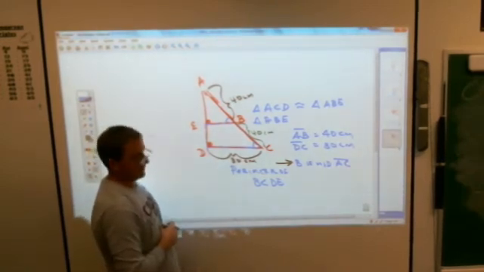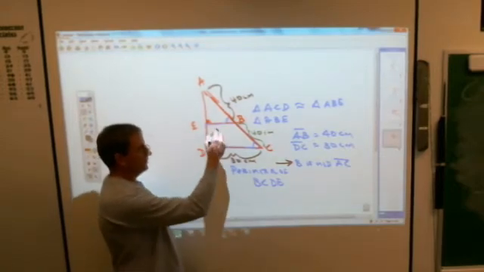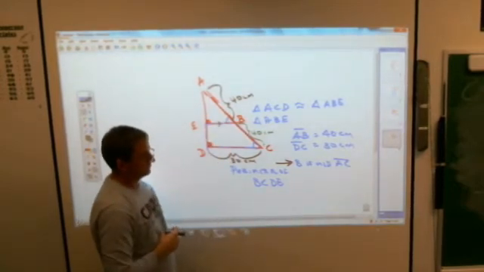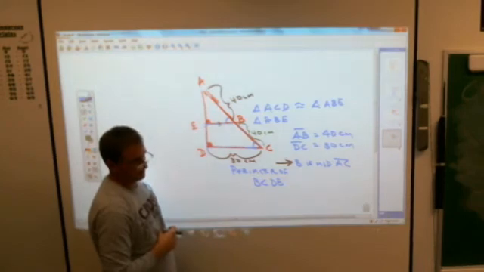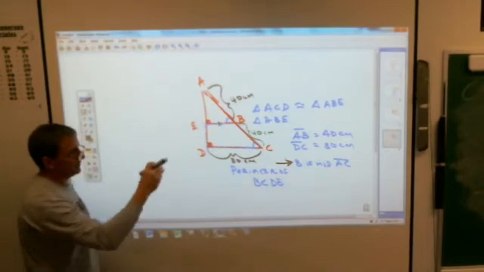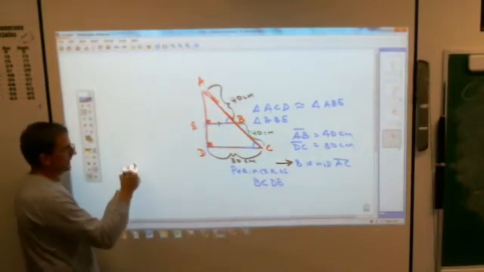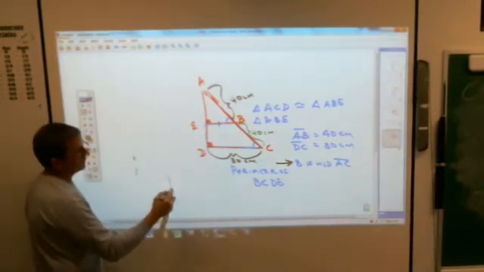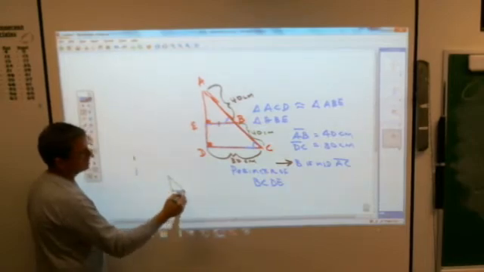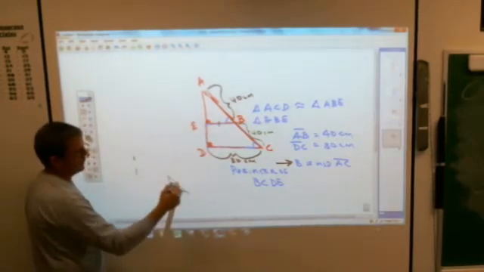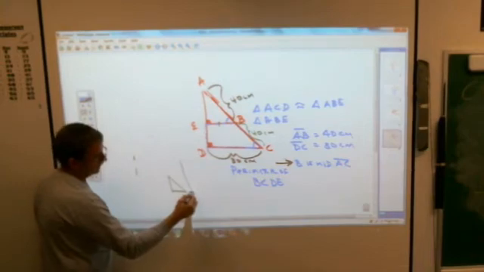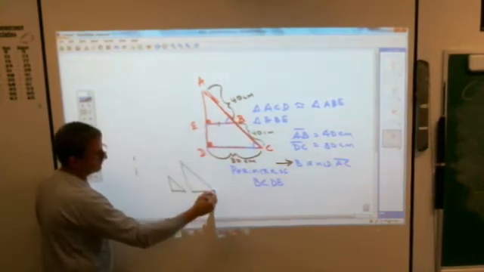Anybody? You should be able to tell me this. Why? If you think about those triangles separately, let me separate and draw them here. I'm going to find a place where I can write. Here's the little guy, A, D, E. And here's the big guy, A, C, D.